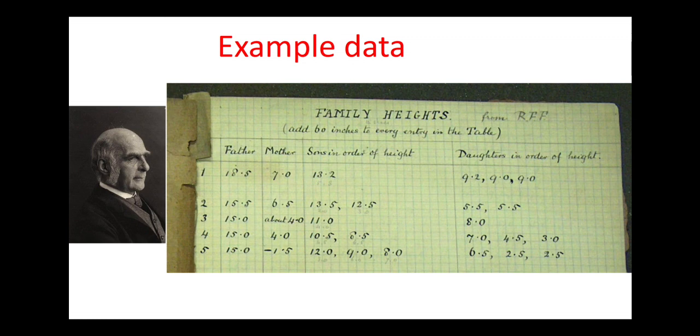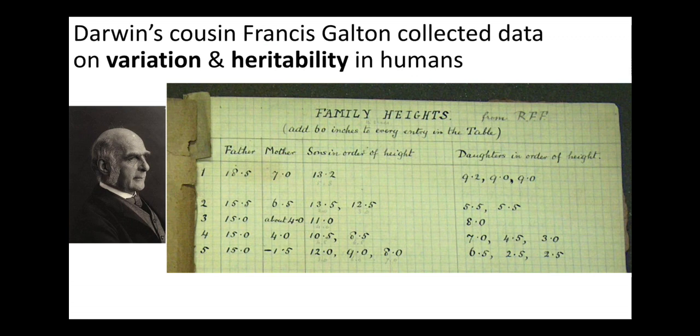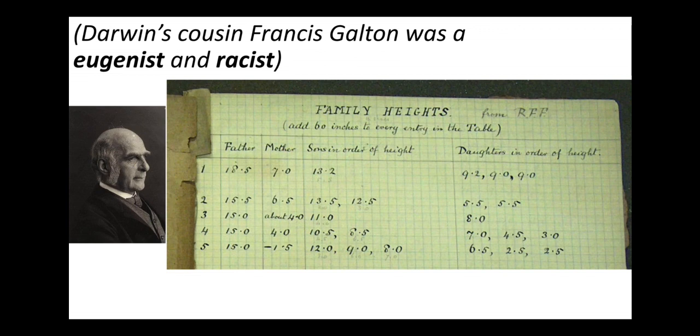So this is a picture here of the actual data sheet Galton used to collect the data, or which his data was transcribed to. And Darwin's cousin, Francis Galton, he collected data on variation and heritability in humans. He was a biologist and a statistician, and he was interested in quantifying how humans vary and how they pass on their traits to their children.